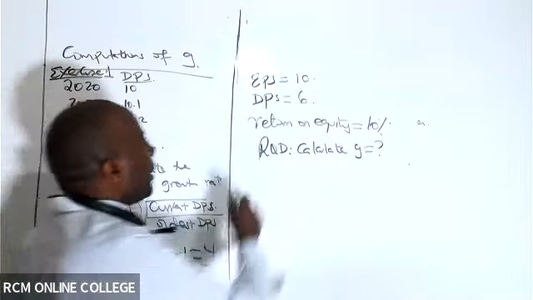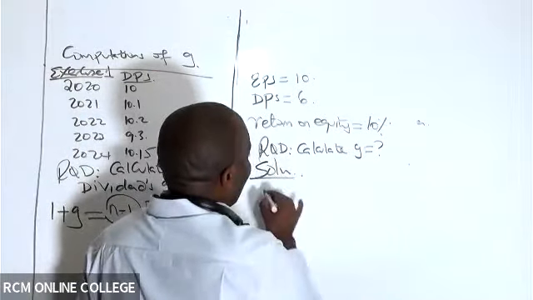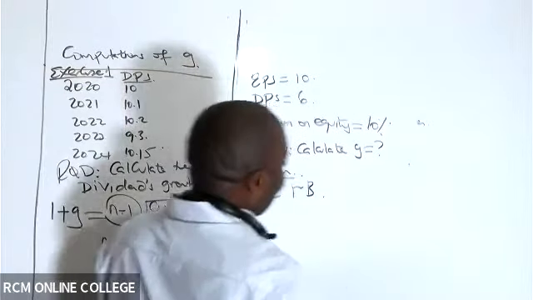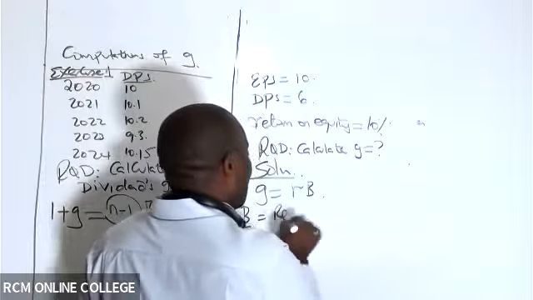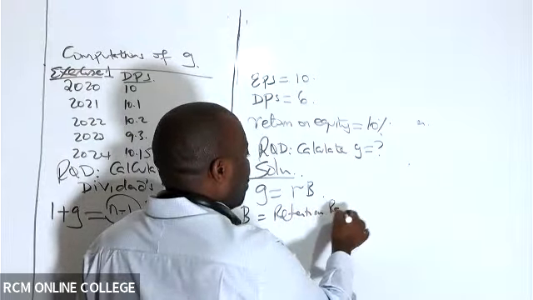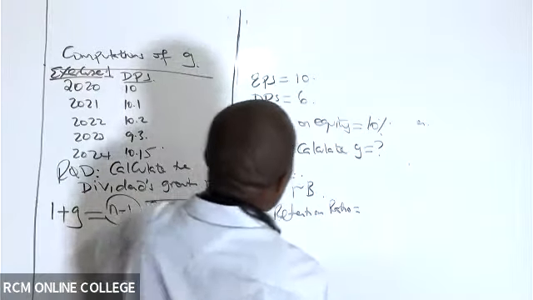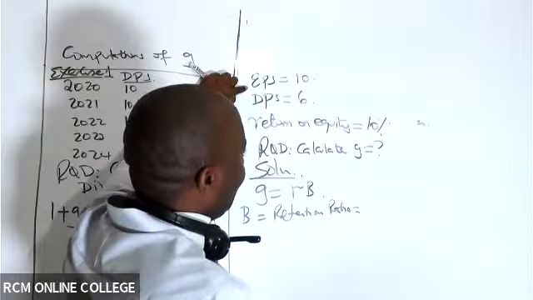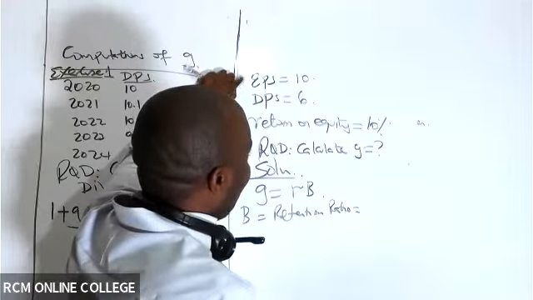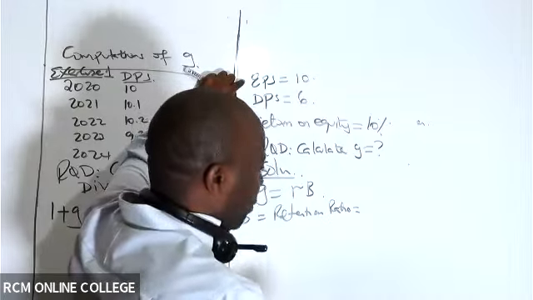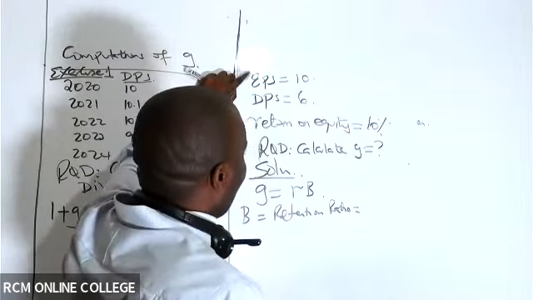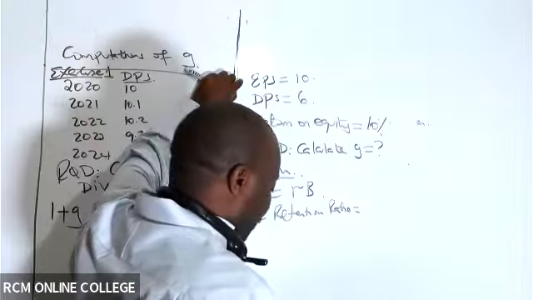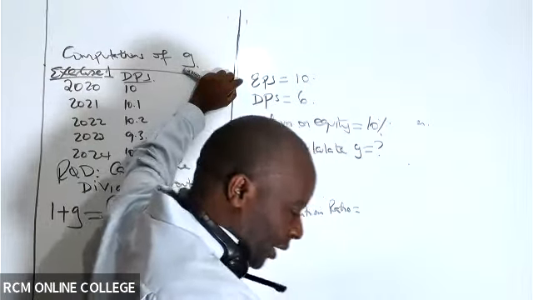So in my solution, my G will be equal to R times B. This B is the retention ratio. How do I get my retention ratio? We earned 10, and I paid 6. Retention is the same as savings. What we retain is what we save. So the company was earning 10 bob per share. They paid out 6. So the savings is 4.